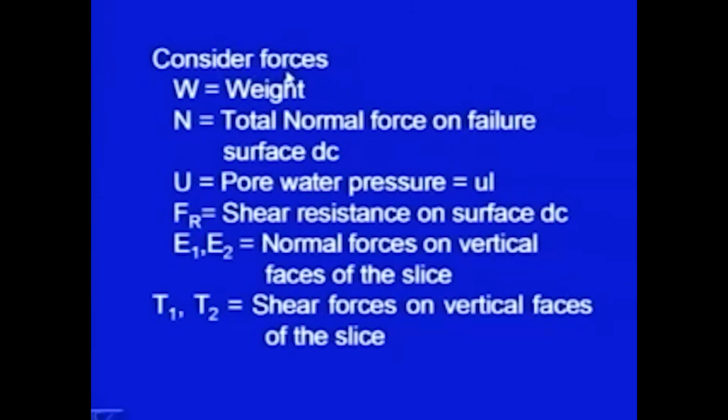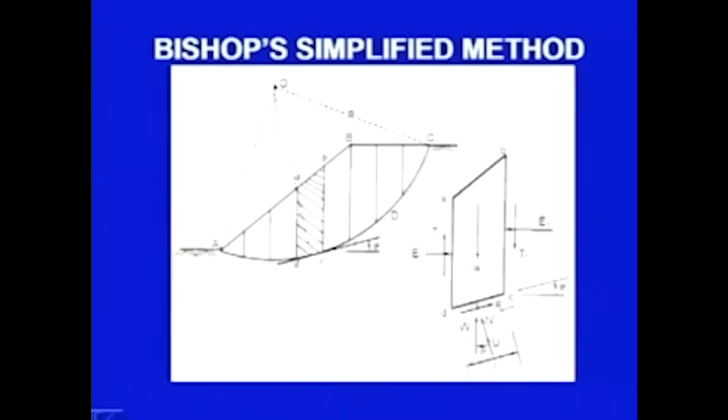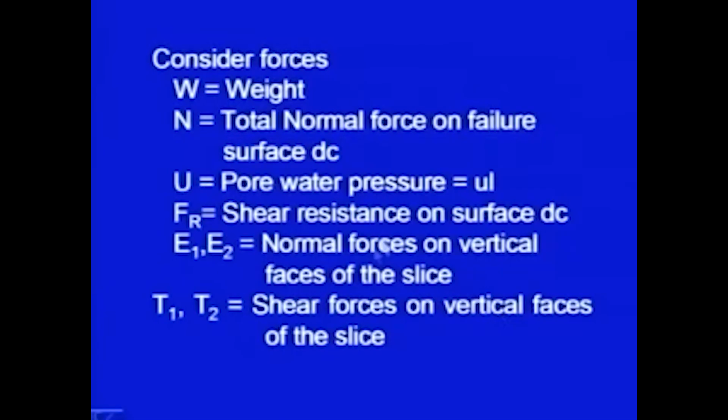Now, the forces which we are considering here are: W is the weight of the slice, N is the total normal force on the failure surface DC at the base, U is pore water pressure equal to u into L. N was the total normal force, and N dash will be equal to the effective normal force, and Fr is the shear resistance on the surface DC. Here this is the base and Fr is the shear resistance.